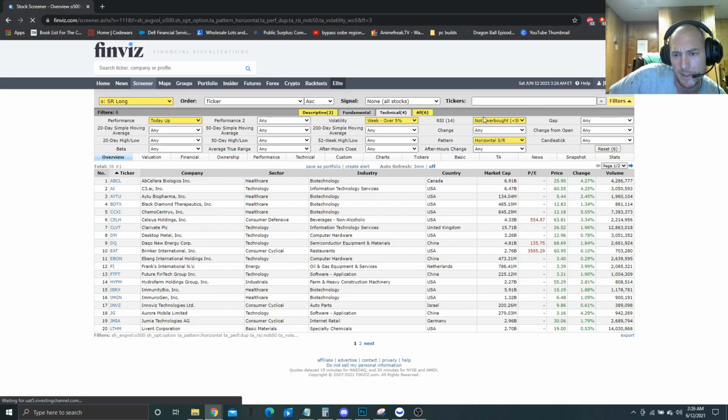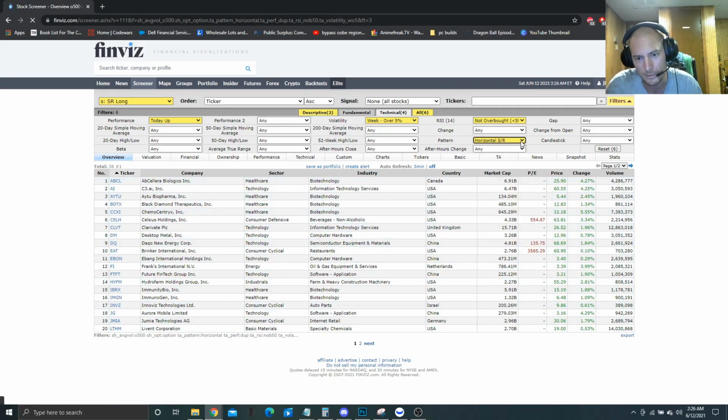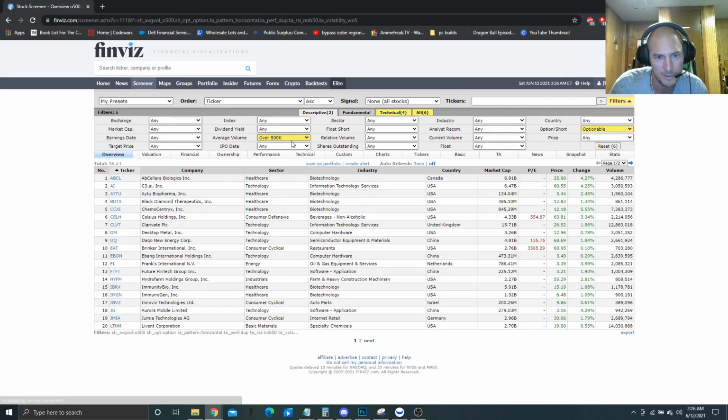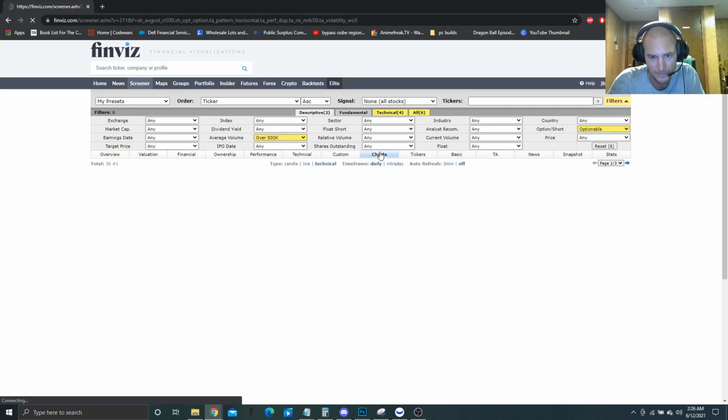We don't want it to be in overbought conditions because we're looking for longs, so overbought conditions would signal people to sell that. And we're looking for a horizontal support and resistance level. And in our descriptive tab, the only thing we're using here is volume over 500,000, and I like to trade options, so I want to make sure that it has options available, right? And I'll just click on this Charts tab.